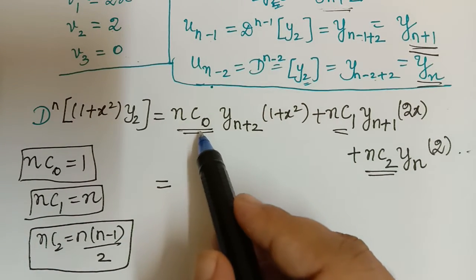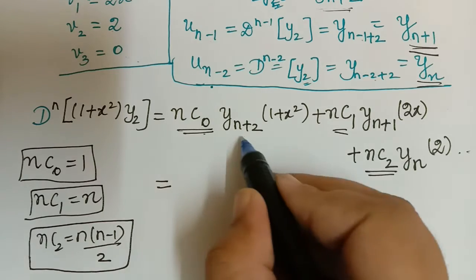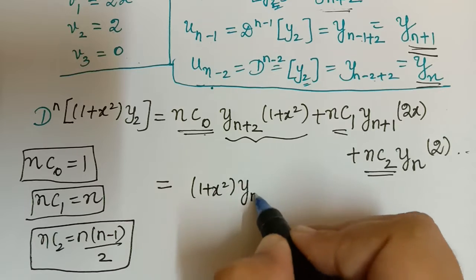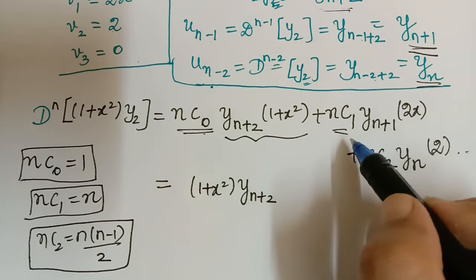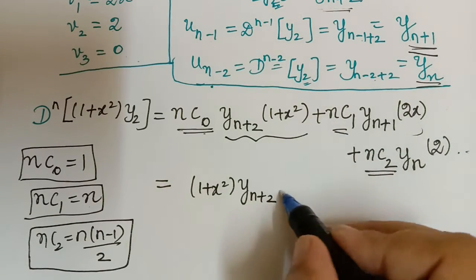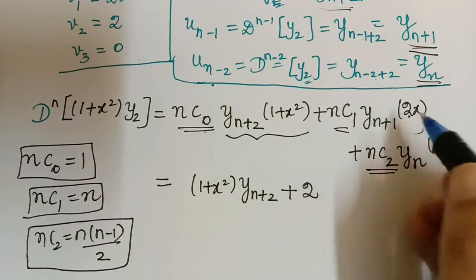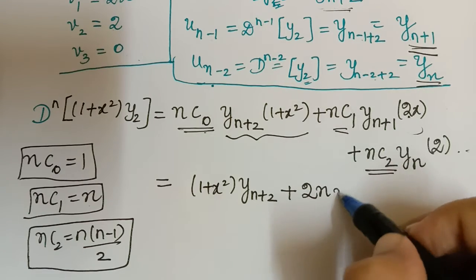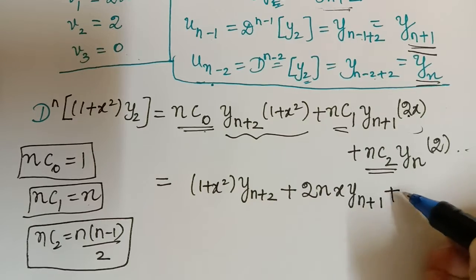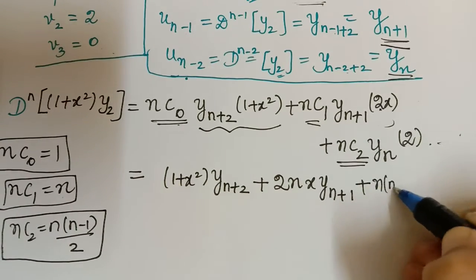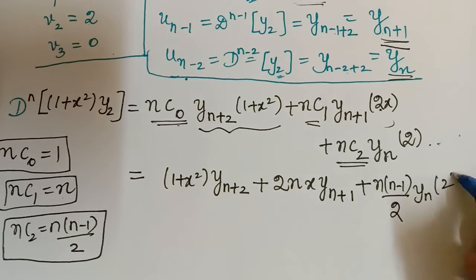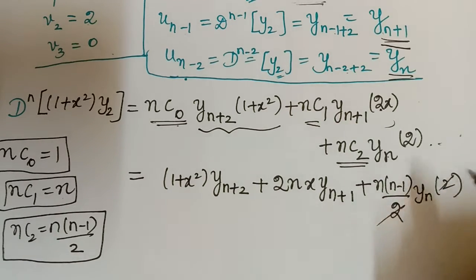So when we substitute nc naught as 1, we get the term 1 plus x squared yn plus 2. And then the value of nc1 is n, so this term will become plus 2, and this constant will come in the front: n x y n plus 1. Plus nc2 is n into n minus 1 divided by 2, and then yn multiplied with 2. This 2 and this 2 will get cancelled.